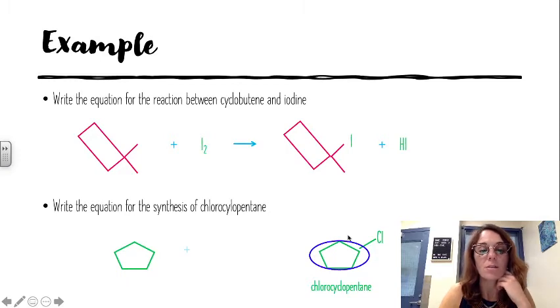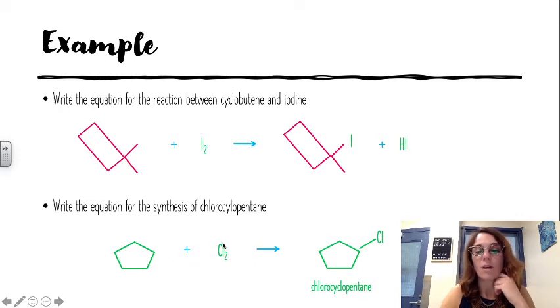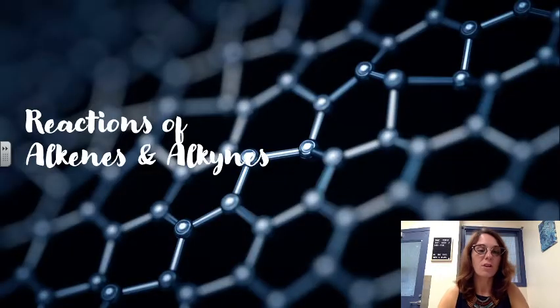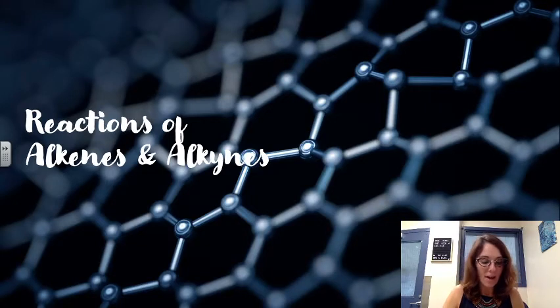So I've got cyclopentane and chlorine, which will produce the chlorocyclopentane, and don't forget, all substitution reactions have 2 products, so the hydrogen and the chlorine will come together to make the hydrogen chloride. So these are the reactions for cyclic structures. Next, we're going to take a look at alkenes and alkynes.